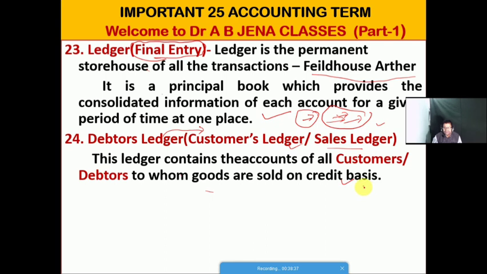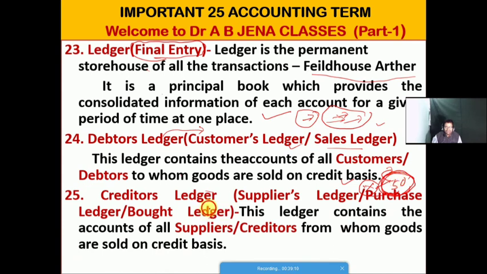Suppose your business has sold the goods on credit to 50 customers. So 50 customers on the credit basis. So definitely you will make the ledger account. There you will give all the information. That's why it's the storehouse. The ledger contains the accounts of all the customers or the debtors to whom goods are sold on a credit basis. Friends, now clear?